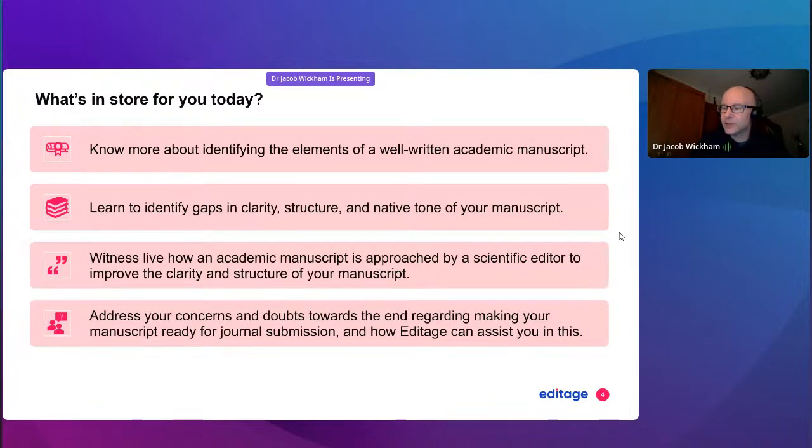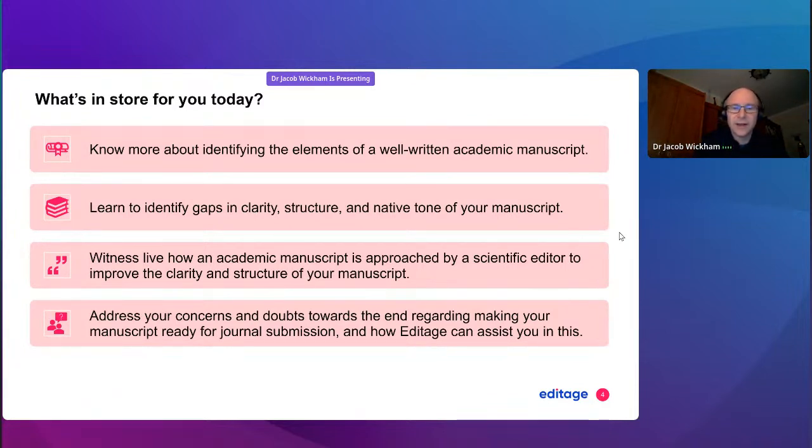So as I mentioned in the introduction, I'd like to teach you today about identifying elements of a well-written manuscript. And then you can look through your manuscript step by step, each part with a special focus on the title and the abstract. And you can learn how to identify if you have any gaps in the structure, clarity, or just the overall tone of your manuscript. Then we'll do the live edit.